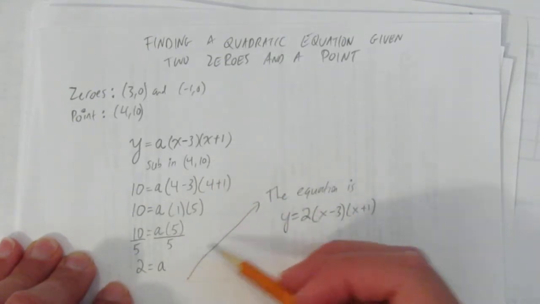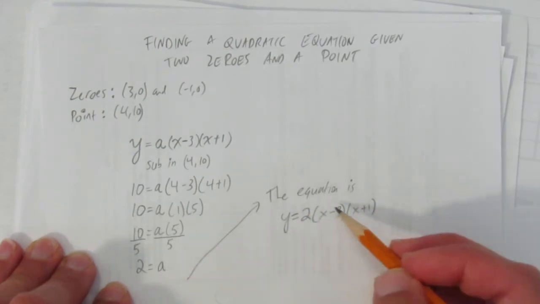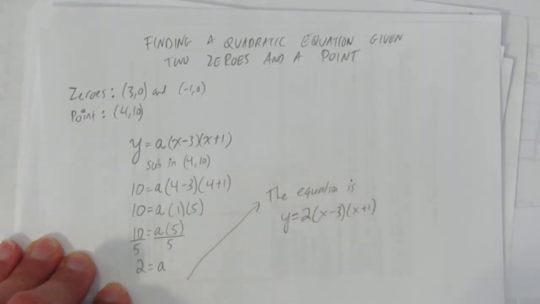And make sure, the most common thing is people forget to write the final equation. Once we've got our a value, our final answer is an equation in factored form.